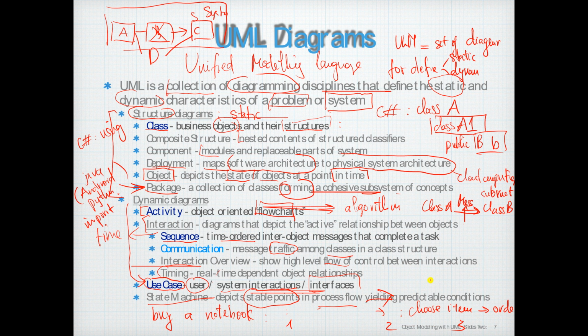The state machines show the state transitions of a process flow under predictable conditions. For example, if you make a transaction or withdraw money, in a state machine you can predict that your account will reduce some money.